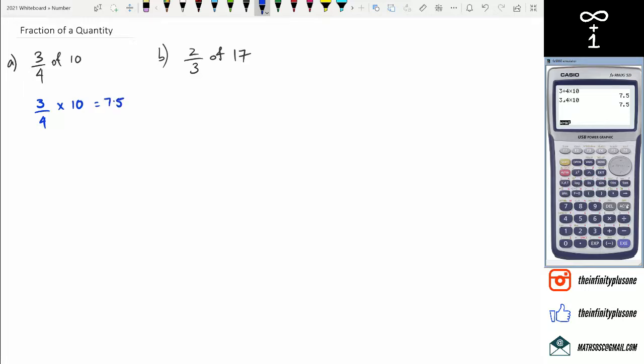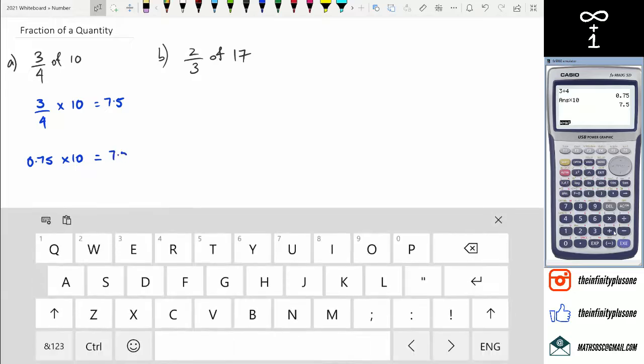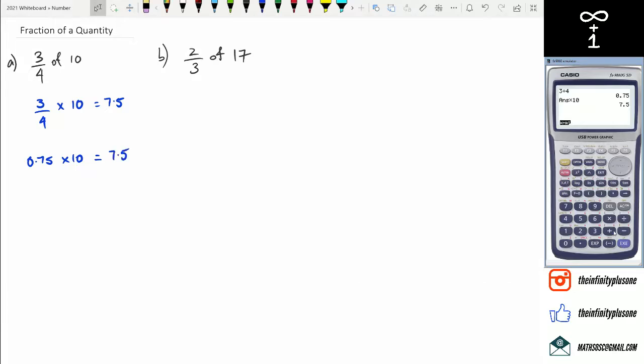The other way of doing it is you could convert the 3/4 from a fraction into a decimal. To do that, all you've got to do is 3 divided by 4 first. As you can see, 3 divided by 4 is 0.75. And we're going to multiply that by 10. When we multiply that by 10, we end up with 7.5 again. So as you can see, there's already two ways of doing this.